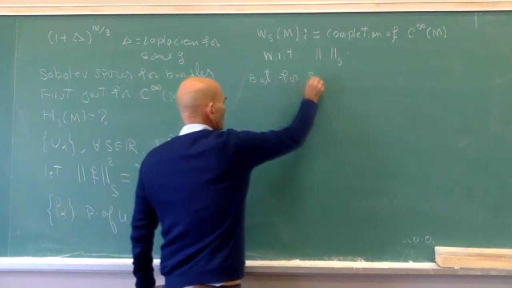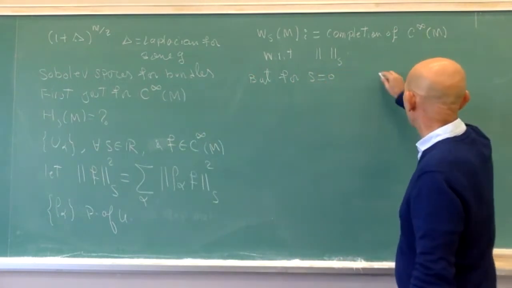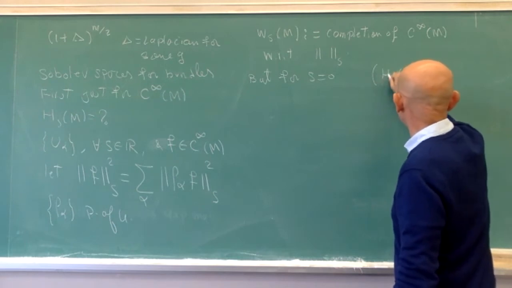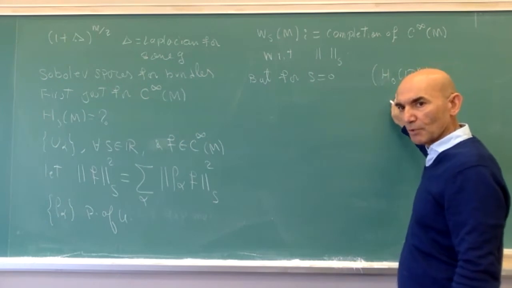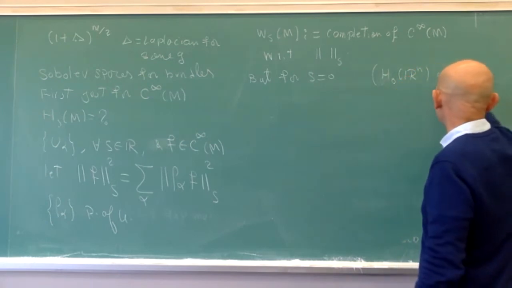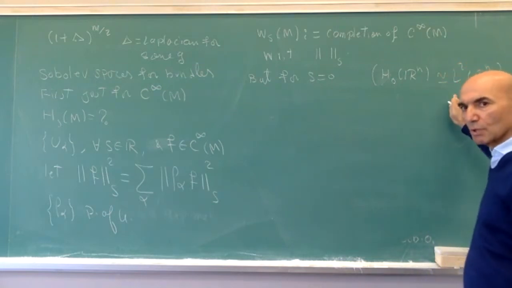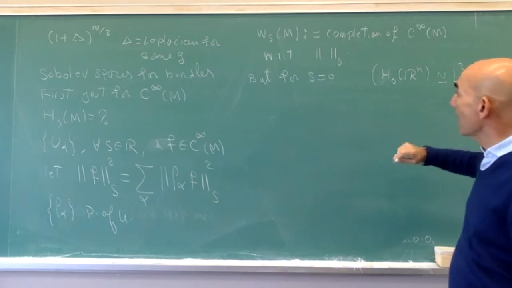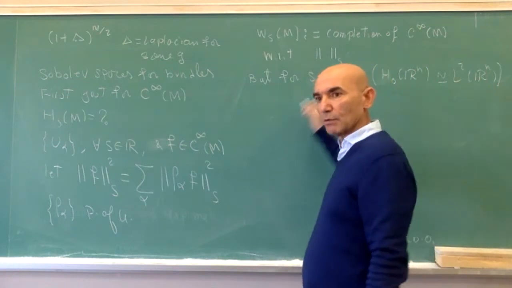for s equal to 0, remember we had this W0 of Rn, H0 of Rn, the zero Sobolev norm. Using Plancherel's formula, this was isomorphic to L2 of Rn. These two Hilbert spaces are really isometrically isomorphic, unitary equivalent Hilbert spaces. We can do the following thing for s equal to 0, which is similar to that.